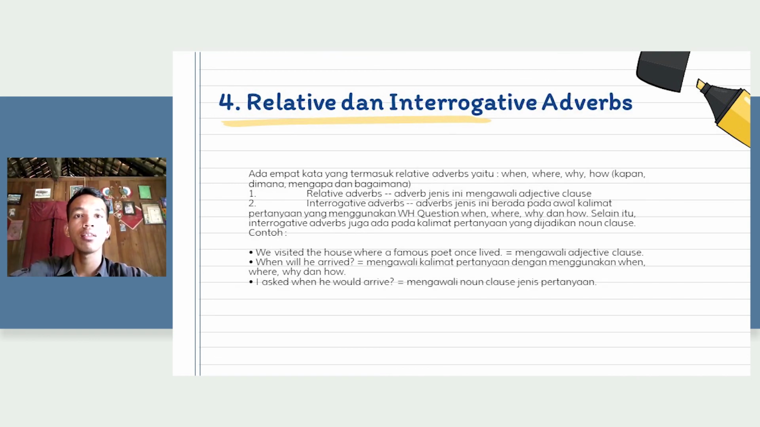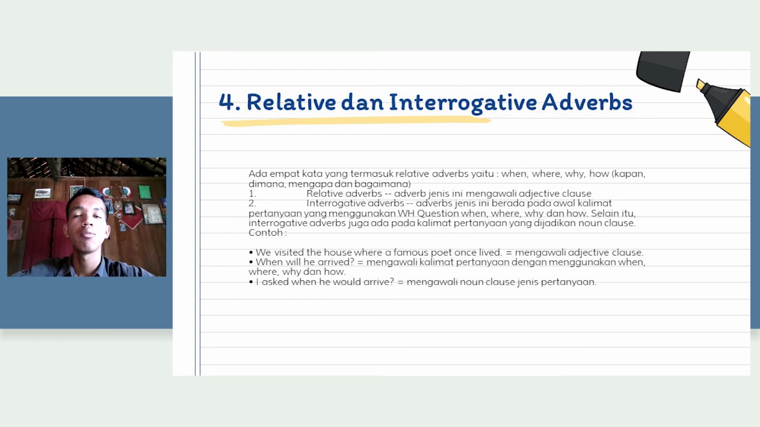The fourth, relative and interrogative adverbs. There are four words included in relative adverbs, namely when, where, why, how. Relative adverbs. This type of adverb initiates an adjective clause. Interrogative adverbs. Adverbs of this type are the beginning of a question sentence that uses the WH question: when, where, why, and how.